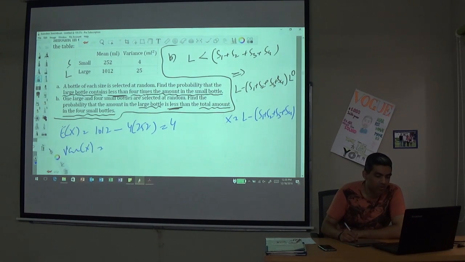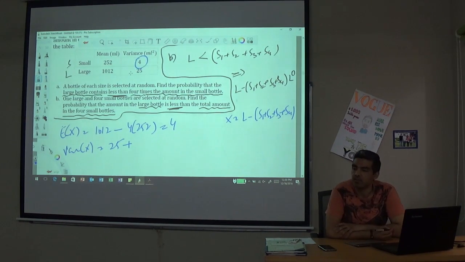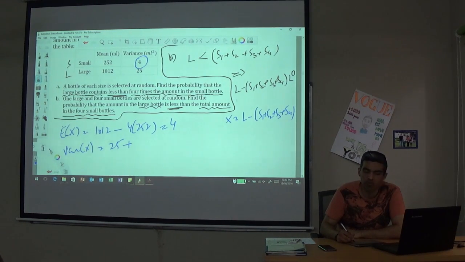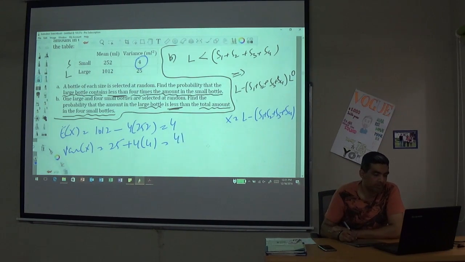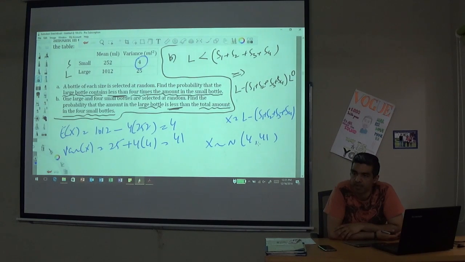Variance of X would be variance of L, that is 25, plus, because the minus one goes out and becomes plus, the 4 variances added, which is 4 plus 4 plus 4 plus 4, so it's basically 4 times 4. Last time we did 4 squared times 4. What's the answer? 41. So we say X also follows a normal distribution with mean 4 and variance 41. Right?